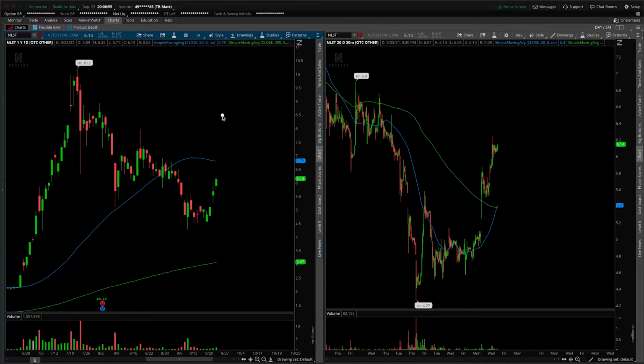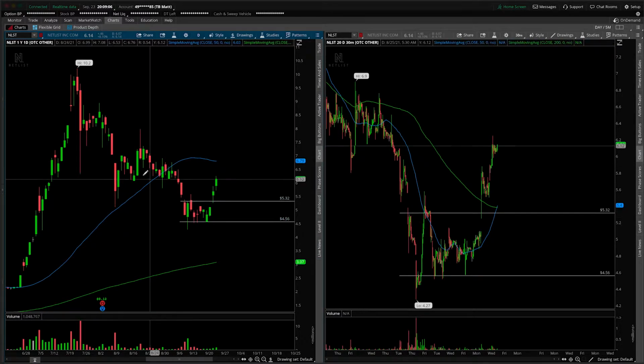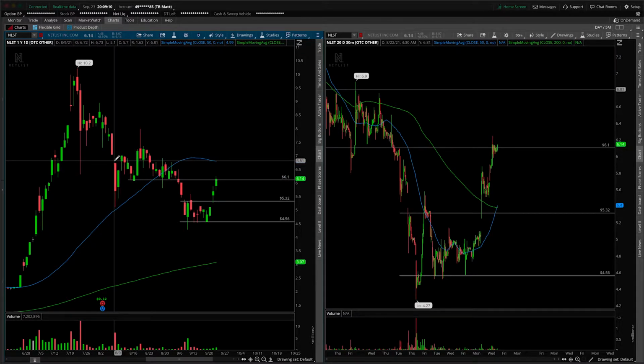On the left-hand side, we're looking at the daily time frame, and on the right-hand side, the 30-minute intraday time frame. First things first, because we have not yet covered this one on the channel, we're going to come in and give ourselves a daily roadmap, just mapping out obvious areas of support and resistance. Then we'll talk more nuance when we drill down to the 30-minute intraday time frame.